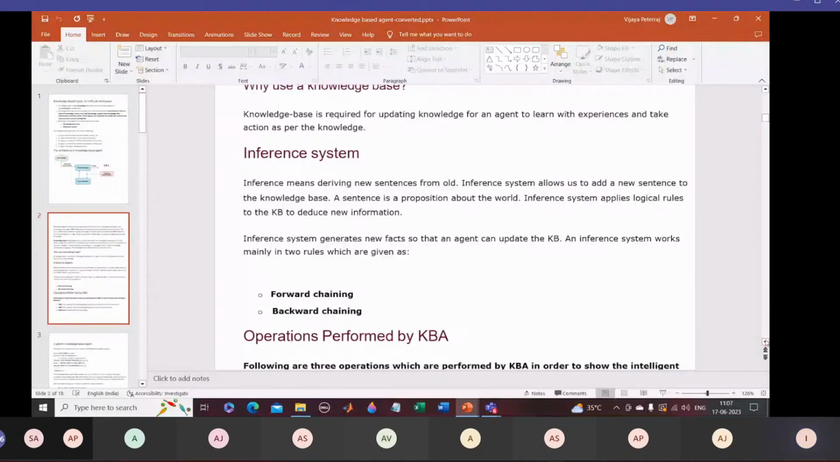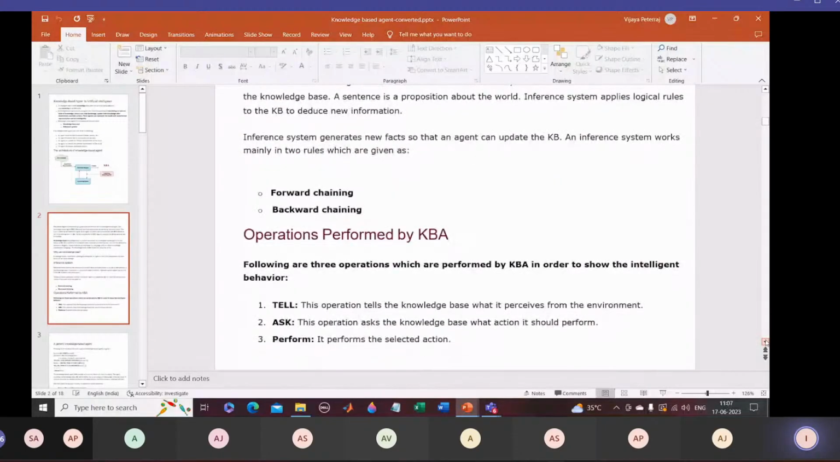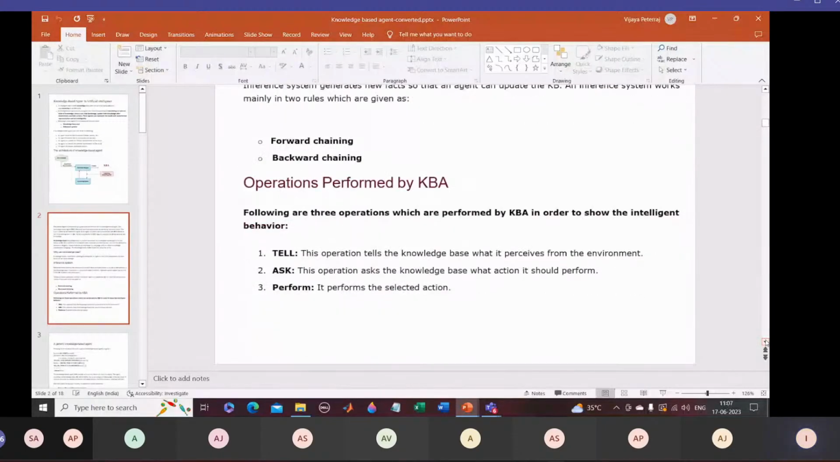And then what are the operations performed by this? Three operations: tell, ask, and perform. What is tell? The operation tells the knowledge base what it perceives from the environment. Ask, the operation asks the knowledge base what action it should perform. And perform will perform whatever action has been selected.